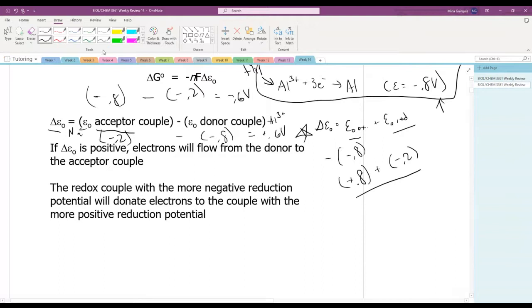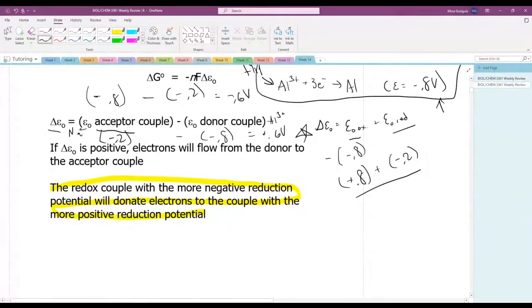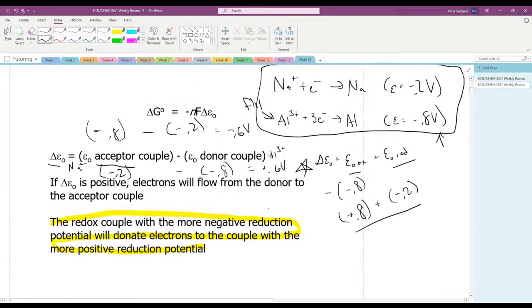This point right here is also really valuable. The redox couple with the more negative reduction potential will donate electrons to the couple with the more positive reduction potential. So let's translate that from chemistry talk into real actionable information. When it says redox couple, it means Al3+ to Al. It means sodium plus to sodium. The more negative reduction potential in this case is the negative 0.8. It's going to donate its electrons to the couple with the more positive, which in this case is the sodium. So therefore, this is going to be the donor.